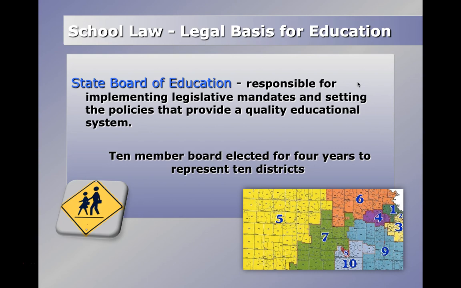These are 10 people that sit on a board, and they implement the legislative mandates. They can't just do whatever they want. The legislature will sometimes tell them they have to do certain things, like add a class on Kansas history, which was done a number of years ago, and so they did that. But they also set policies to provide a quality educational system in the state of Kansas. So these 10 members are elected for 4 years to represent the 10 districts. I ran for District 9 quite a long time ago. Got 34,000 votes, but lost by 3,000. So I didn't get to sit on the board, but it's an interesting endeavor to run.